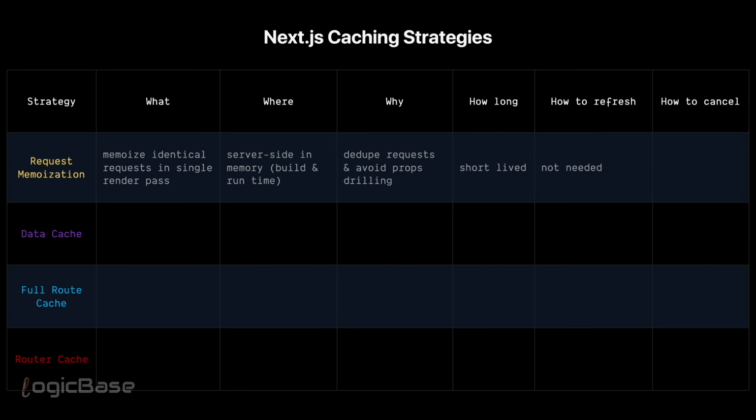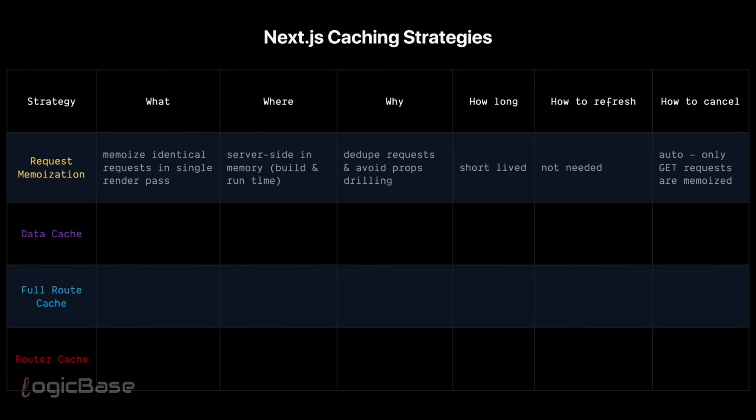Finally, how to cancel. Do I ever need to cancel request memoization? No. There's no need. It's a very useful feature, and when the first request happens at one layer during page rendering, there's no need to cancel the same request at another layer. That's why Next.js doesn't provide any opt-out or cancel option, and we will never need one.